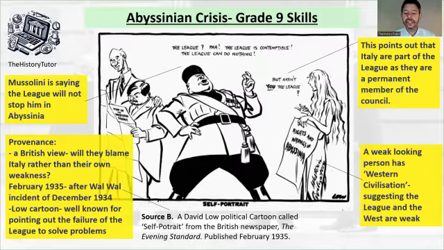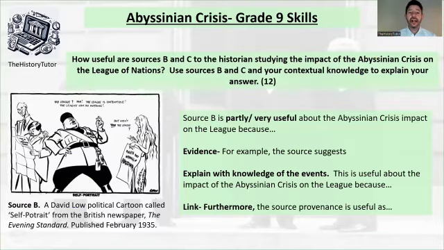So we've got quite a lot of things we could potentially use, of course. So how are we going to pull that together for an argument? So remember, we need to create an argument. We need to say how useful we think it is. We need an opening point that's going to say, this is very useful, partly useful about the Abyssinian crisis because. We then need some evidence about the content of the source. We then need to explain with our knowledge, this is useful about the impact of the Abyssinian crisis on the League because, and we might need a furthermore, and you might want to consider doing a provenance in your furthermore.